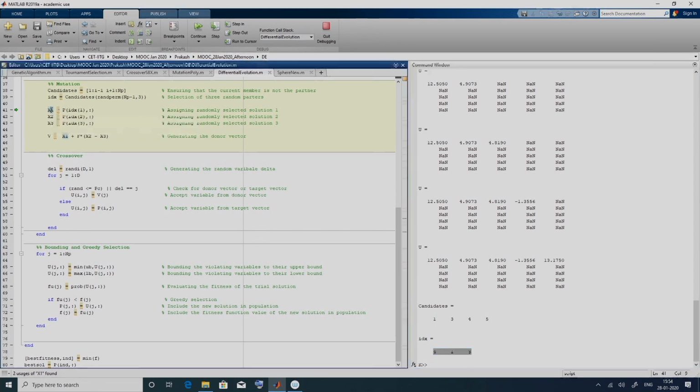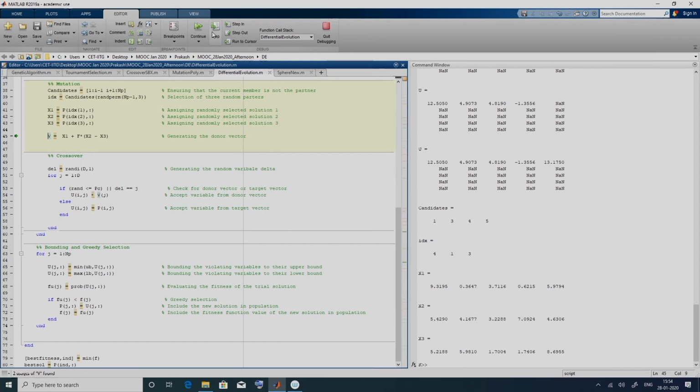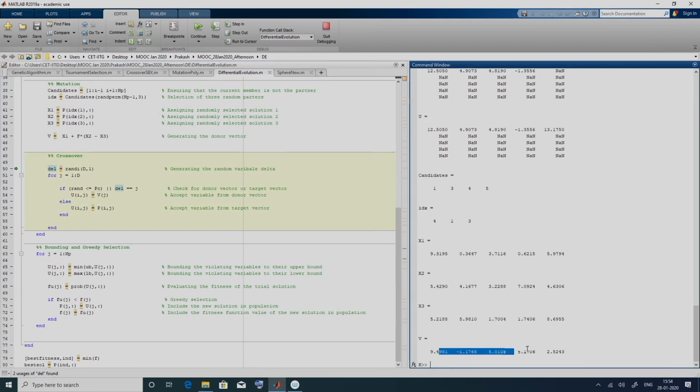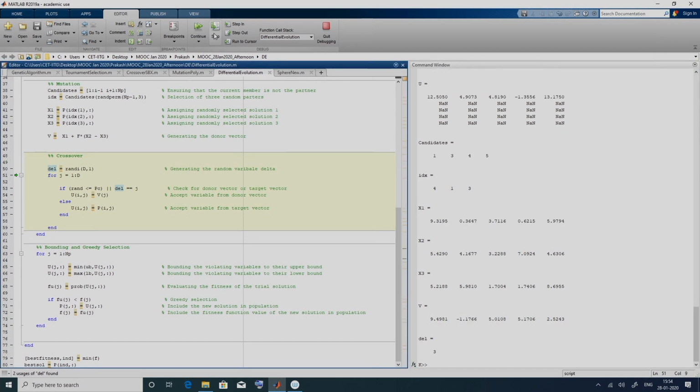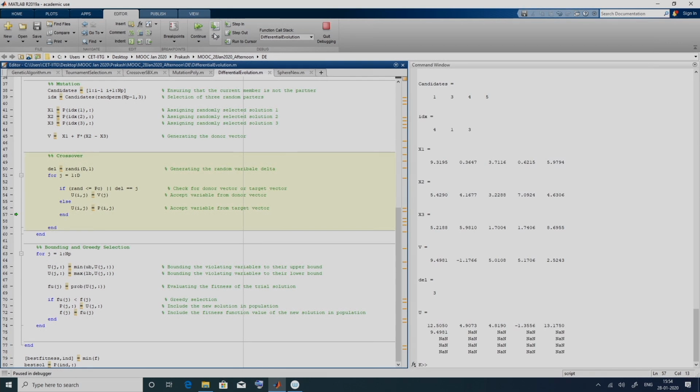Lines 41, 42, 43 again will just assign those solutions from the population to x1, x2, x3. So, these are the 3 solutions x1, x2 and x3. Again we need to calculate the donor vector, right. This is the donor vector, and again it is not within the bounds, so we need not worry about bounding the solution here. In crossover we require a random decision variable, so we select that. In this case the decision variable is 3. Even in this case the random number generated was less than the crossover probability, right.